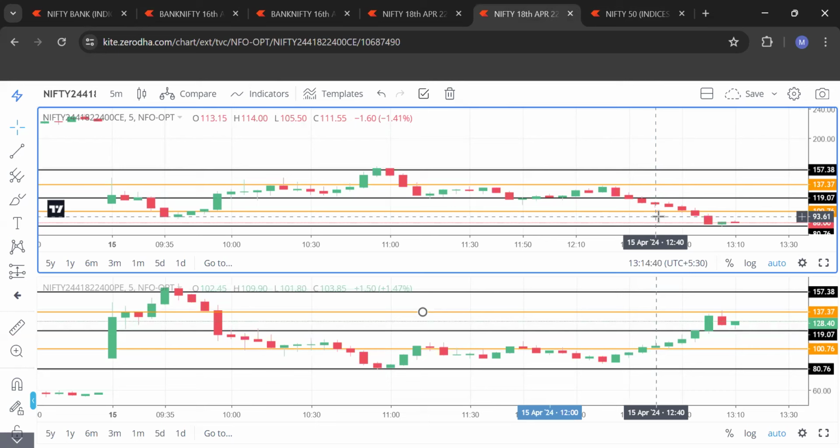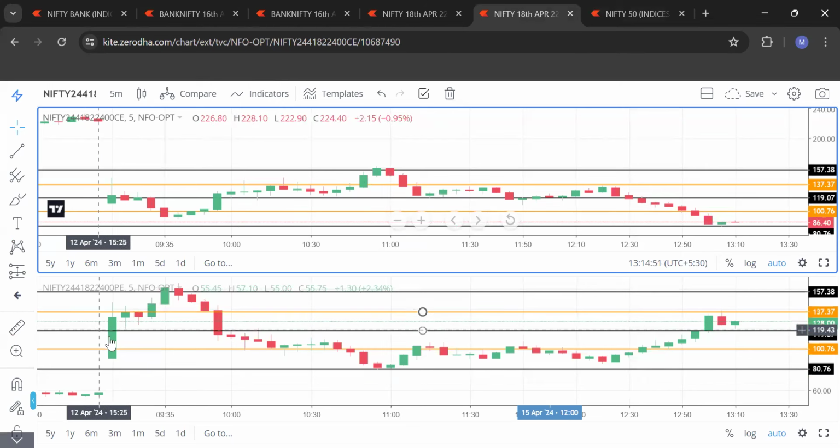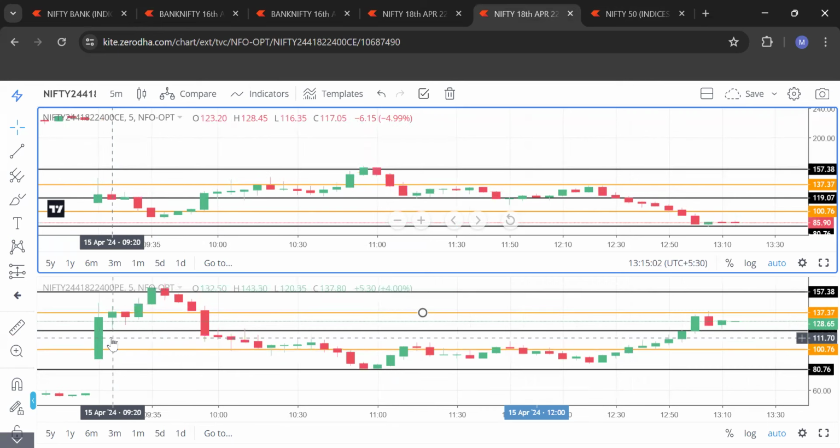See, no indicator would tell you the resistance at this level. No indicator will tell you the support at this level. You know, at the end of the first candle, you know what is going to happen. What is the meaning of an indicator? Indicator just indicates. It is not called a confirmator. Confirmator confirms. It is not a confirmator.